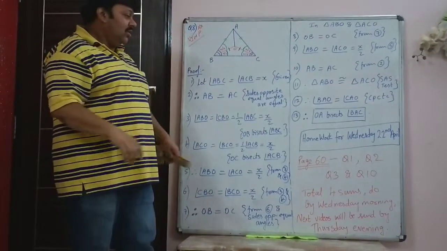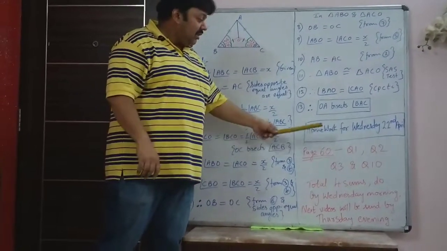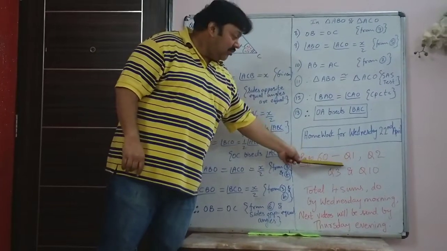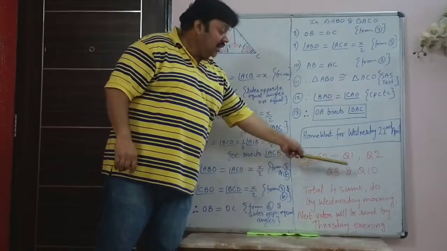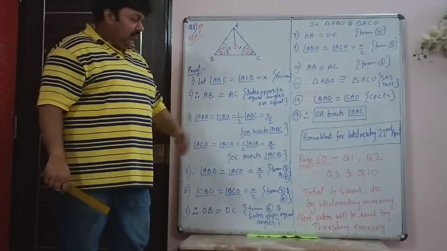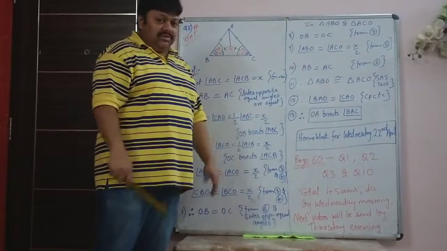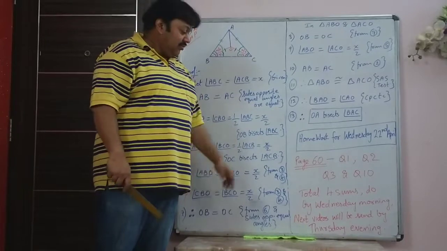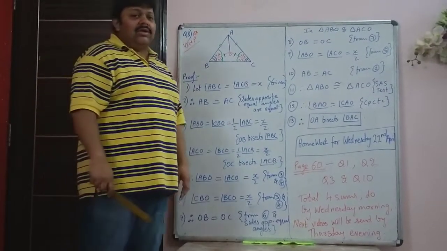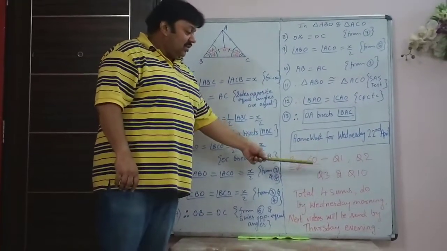Now for Wednesday morning, you have homework. So the homework for Wednesday is page 60 and page 61. You have question 1, question 2, question 3 and then directly question 10. Those are simple sums. You can think over it and do it. I will discuss these answers in the next video, which will be sent to you on Thursday evening. Mostly the next video will come to you Thursday evening. So in that video, I will discuss these sums.